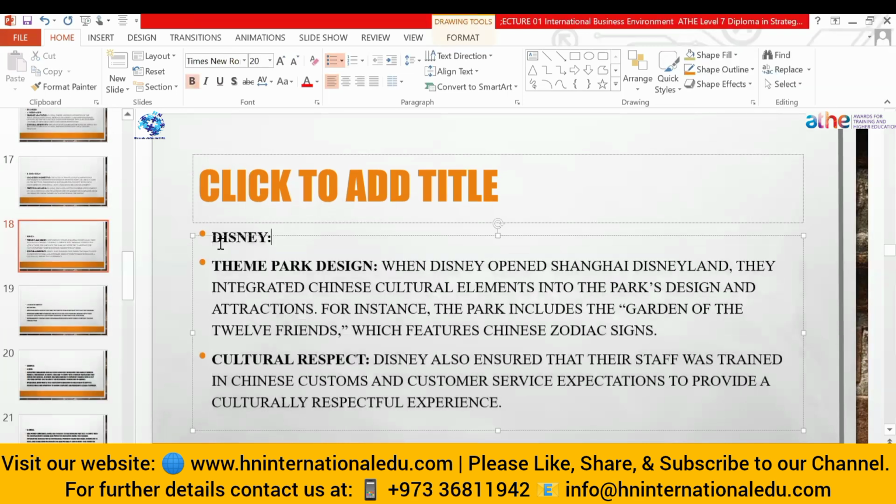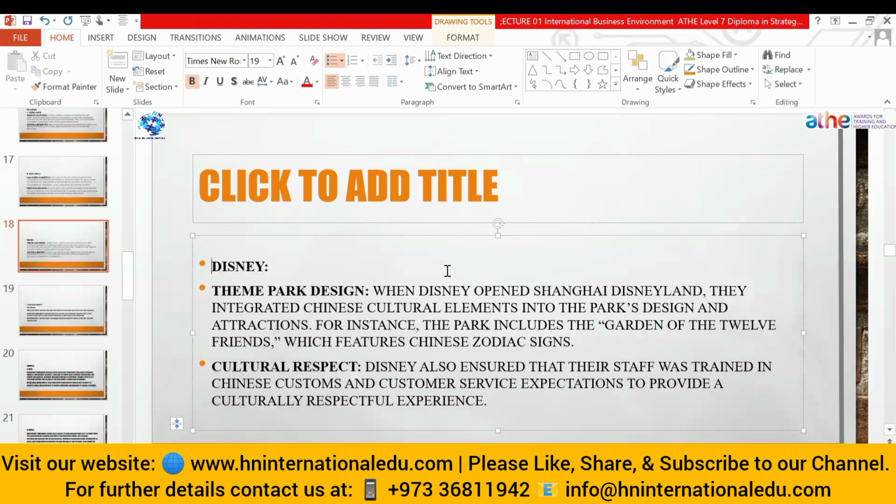Disney, another example. Theme park design and cultural respect. When Disney opened Shanghai Disneyland, they integrated Chinese cultural elements into the park's design and attractions. For instance, the park includes the Garden of the 12 Zodiacs, which features the Chinese zodiac signs. Like in Dubai, they have a Global Village depicting different countries and nationalities in one place.